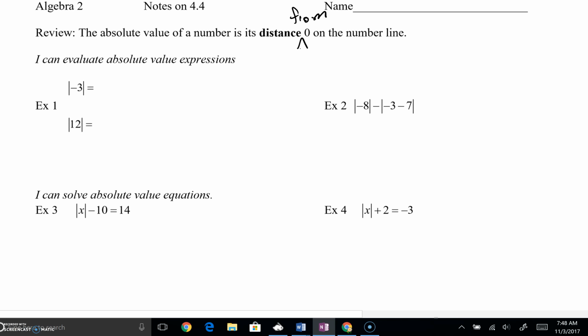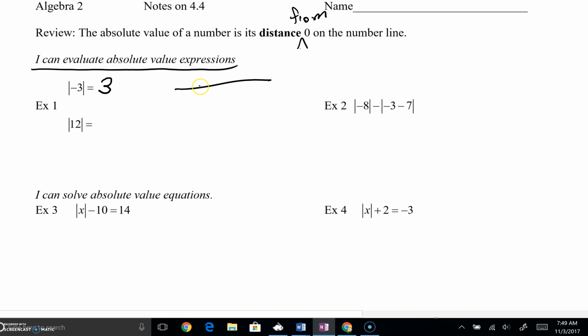Okay, our lesson 4.4, the absolute value of a number is its distance from zero on the number line. You're going to have some problems. You can look at this learning target. I can evaluate absolute value expressions. The absolute value of -3, of course, would be 3.